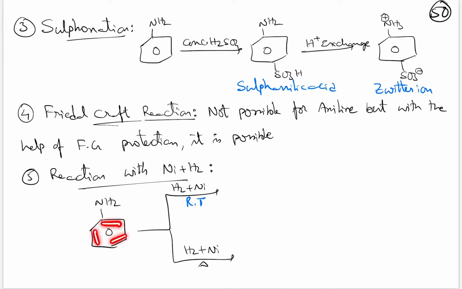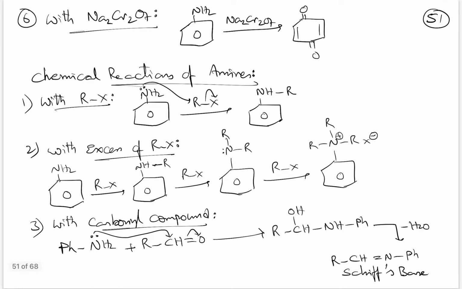The benzene pi bonds will undergo reduction only on heating, that too above 100 degrees Celsius. Therefore, in the first reaction, there will be no product formation. There will be no reaction at all. And the second reaction is possible, where the benzene double bonds are reduced and form the product cyclohexylamine. Then reaction with Na2Cr2O7, sodium dichromate. It is an oxidizing agent, and aniline will be oxidized into benzoquinone. It is a non-aromatic compound.